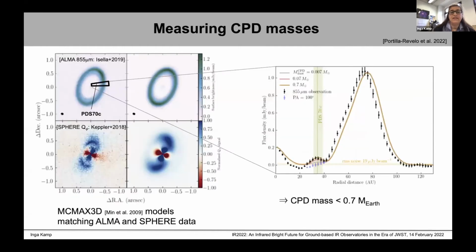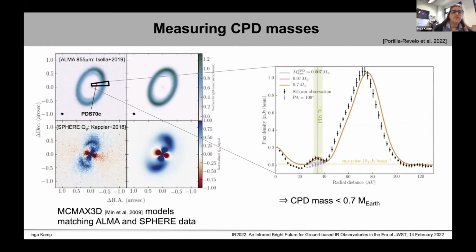And second to last, I would like to convince you that we can also use these different images that we get from these planet-forming disks in order to measure, in this particular case, the mass of a circumplanetary disk. So this is one particular system, it's PDS 70, and there are very nice ALMA observations at long wavelengths, plus a SPHERE Q-phi image by Miriam Keppler. And we did the full radiative transfer modeling in the near infrared, but also at sub-millimeter wavelengths, to come up with a coherent and consistent dust model for this particular source.